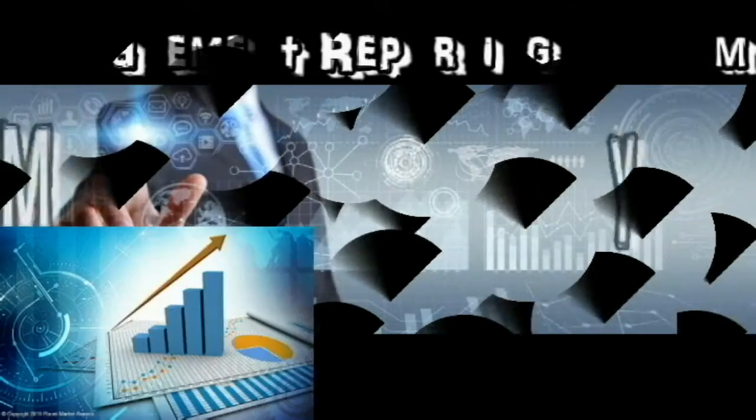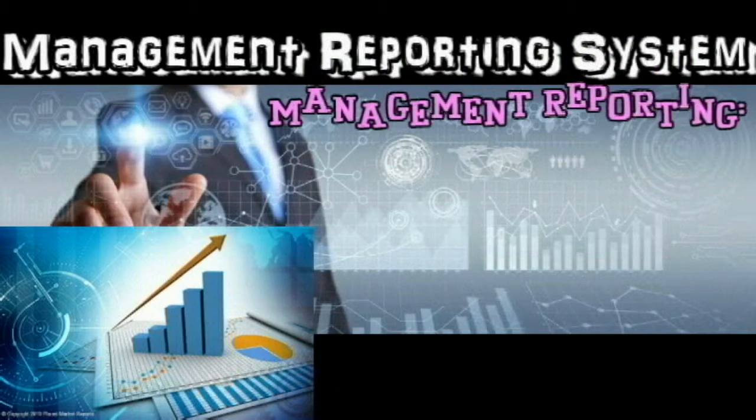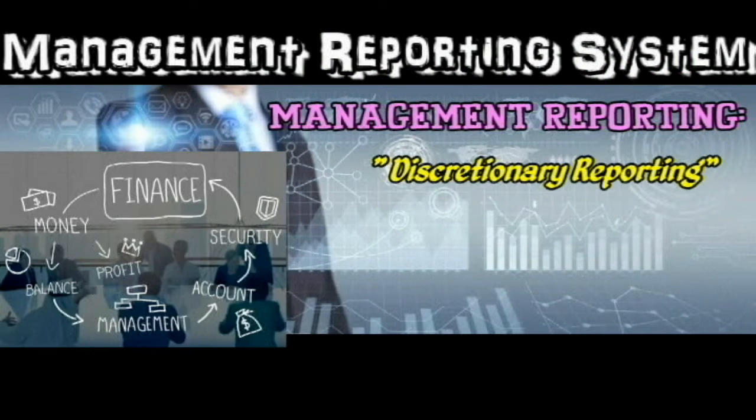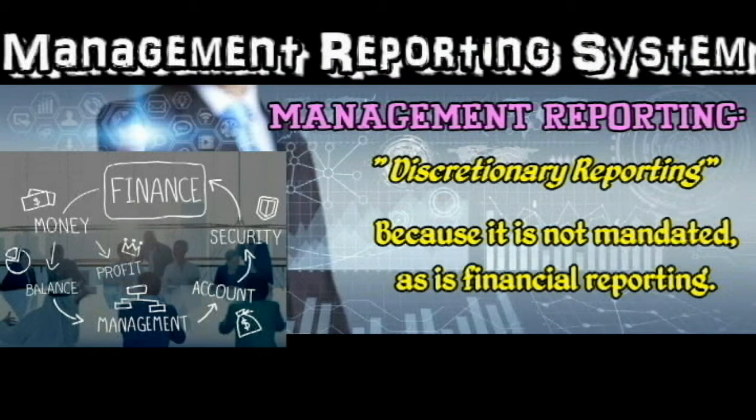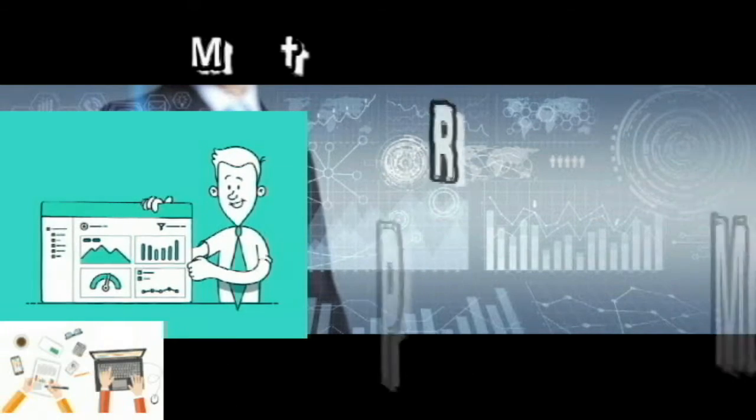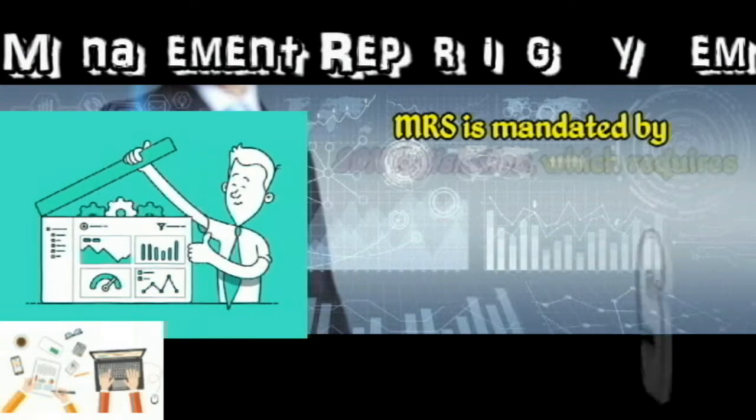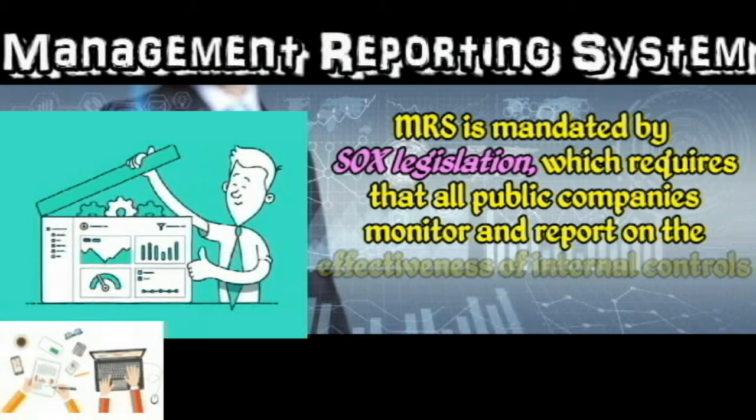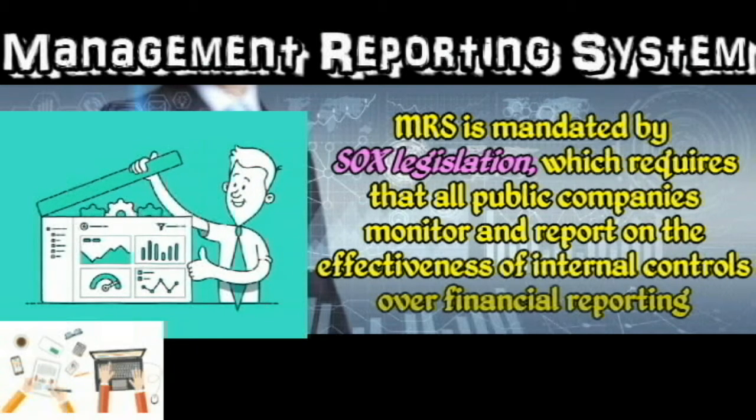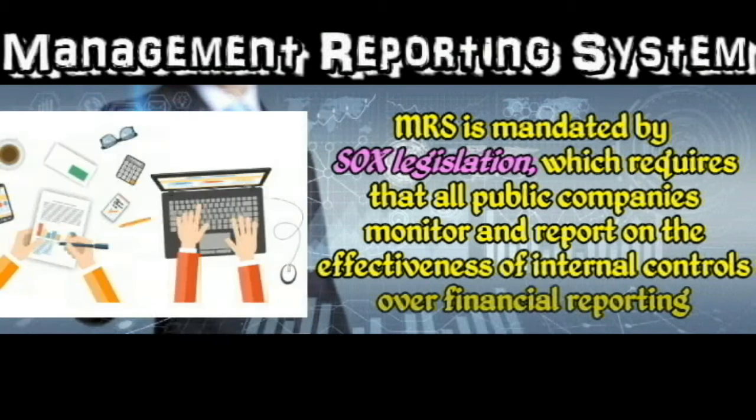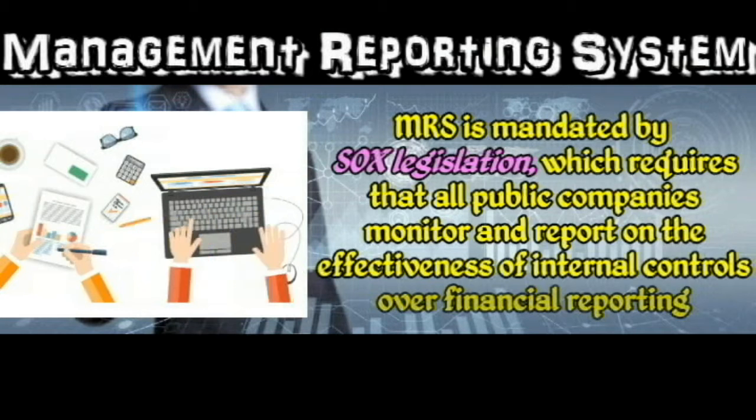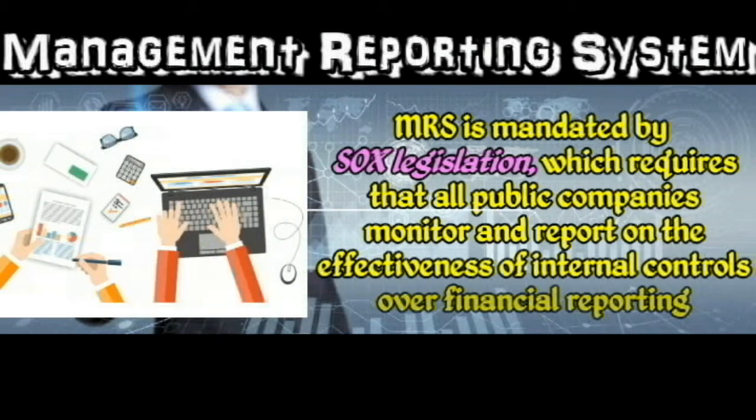The Management Reporting System. Management reporting is often called discretionary reporting because it is not mandated, as is financial reporting. One could take issue with the term discretionary and argue that an effective management reporting system is mandated by SOX legislation, which requires that all public companies monitor and report on the effectiveness of internal controls over financial reporting.